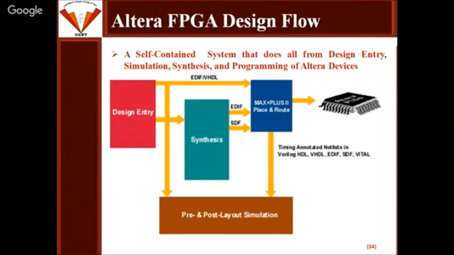Then this is the Altera FPGA design flow. Basically you can see that first of all there is a design entry, then there is a pre-layout simulation, and that EDIF or VHDL netlist entry will be given to the place and route tool, and then you are going to make the circuit. Also you can go through synthesis, and after synthesis you generate the netlist, and that is given to the place and route tool, and you generate the ASIC.